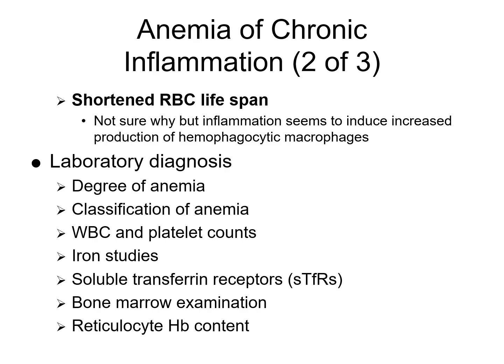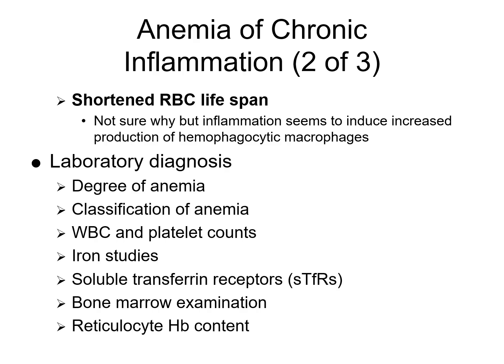For lab diagnosis, we'll look at the degree of anemia. They usually have typically mild to moderate anemia. Hemoglobin and hematocrit levels are reduced. For the classification of anemia, it's generally normocytic and normochromic, but can be microcytic in prolonged disease. For white blood cell and platelet counts, they are usually normal or maybe slightly decreased. It helps to differentiate this from other marrow disorders.